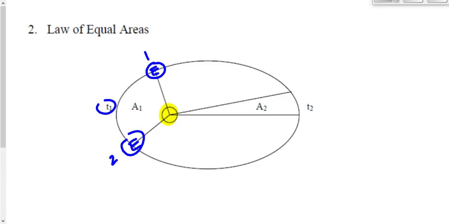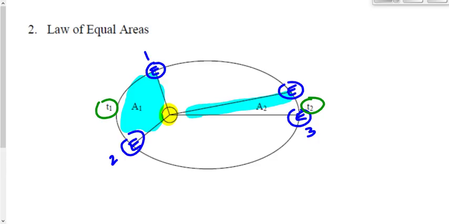Now fast forward 5 months, 6 months. The Earth is at position 3. Now the Earth going from position 3 to position 4, it'll take a certain amount of time. If those two time intervals are the same, in other words, if T1 equals T2, then the area in here, that's swept out by this imaginary line joining the Earth to the Sun will be the same as the area over here that's swept out by this line, this imaginary line joining the Earth to the Sun.